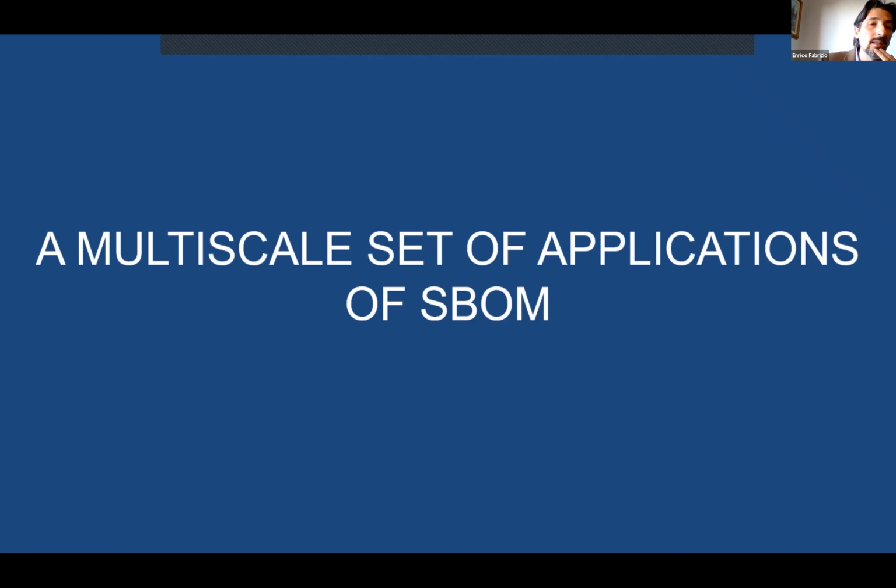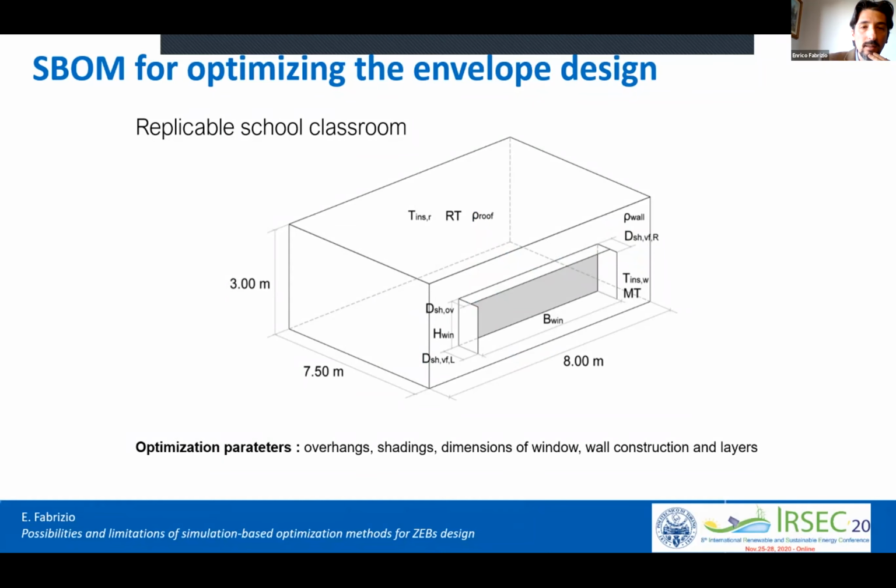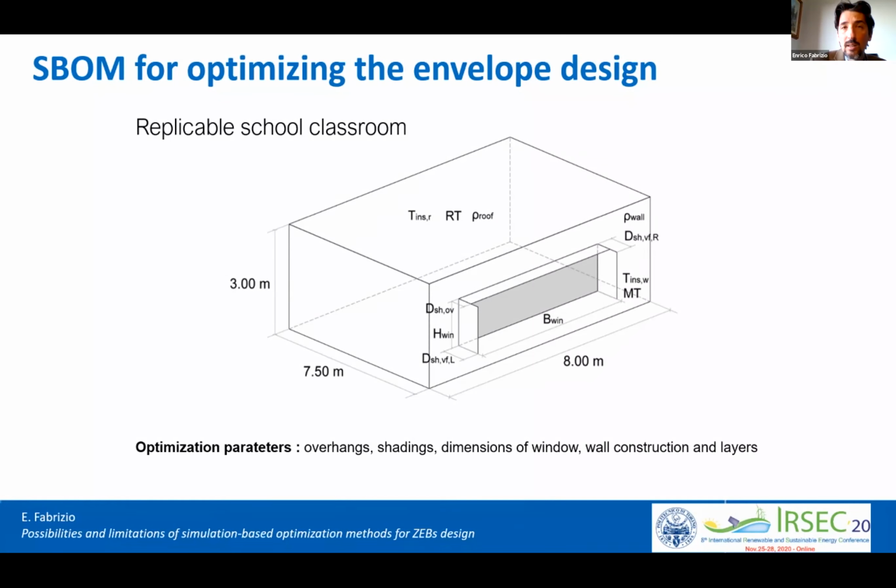Let's start from a very simple case, the case of an enclosure. Okay, this is just an enclosure. If you would like to design a school classroom, the optimization parameters are the overhangs, the shading, the dimension of the windows, the colors, for example, of the external walls, the internal walls, the layers, the construction. So very simple design parameters.